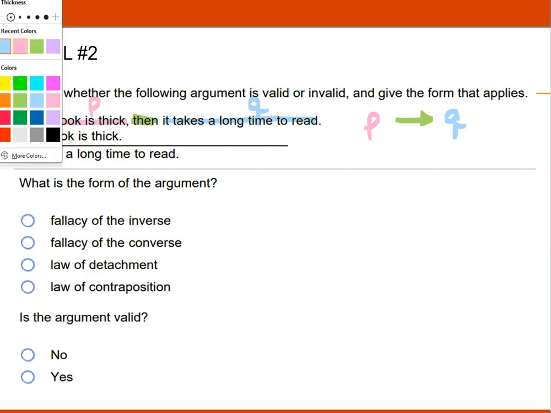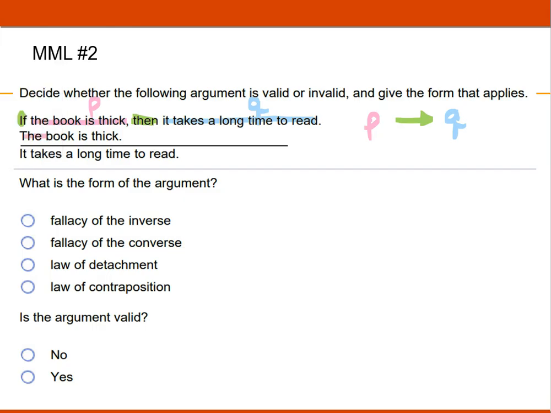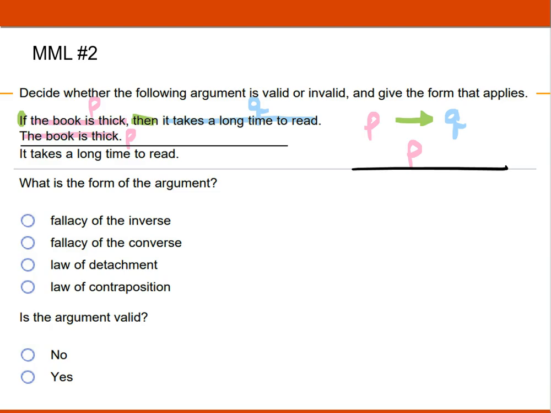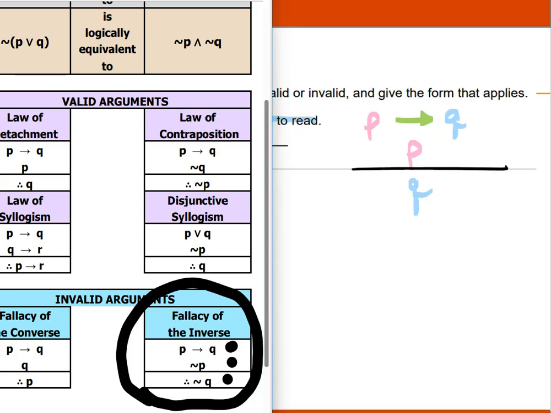The second premise simply says the book is thick. That is just P. And then of course you have the line that separates them. And then it says it takes a long time to read. So you're back to the same words as up here. It takes a long time to read. Therefore that's Q. And so I will go and open this up.